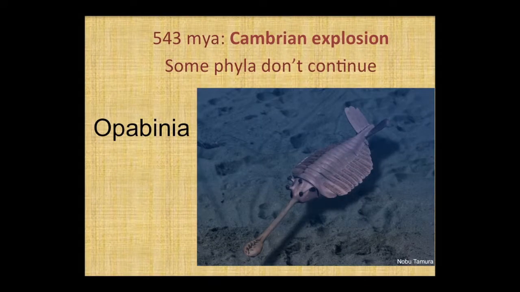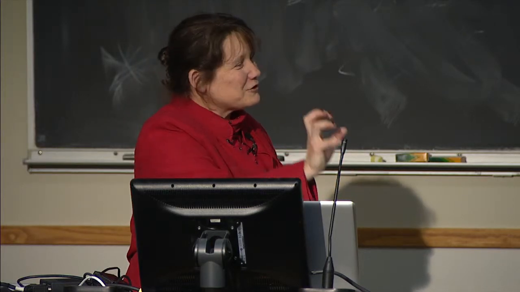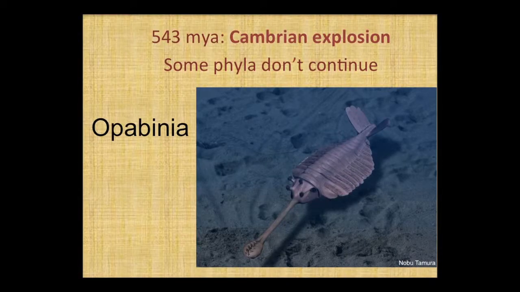As I say, some of the phyla don't continue. For example, this organism is called Opabinia, and it is related to us, but it has 5 eyes. It is bilaterally symmetrical, and it has a central nozzle. Looks like a vacuum cleaner. And it would scoop up sediment, presumably, and filter it through and absorb it that way.